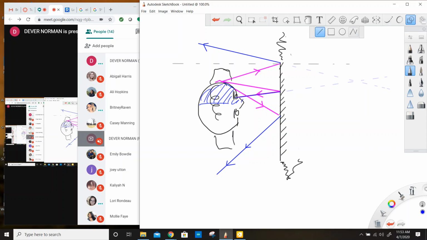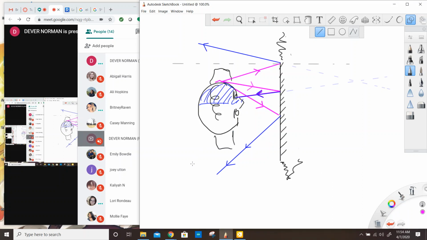There. Now all of the rays that are leaving the mirror are blue, and all of the rays that are going toward the mirror are purple. Does that help? Yeah, so everything going toward the mirror is incident, and it's reflected after it goes away from the mirror.